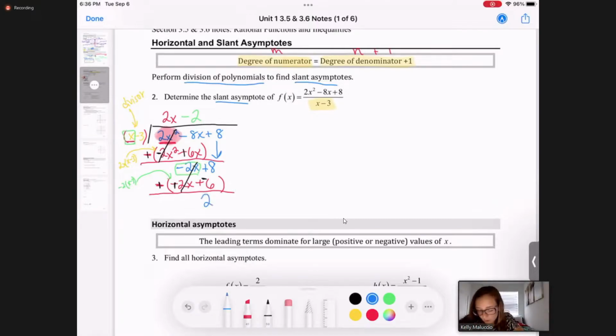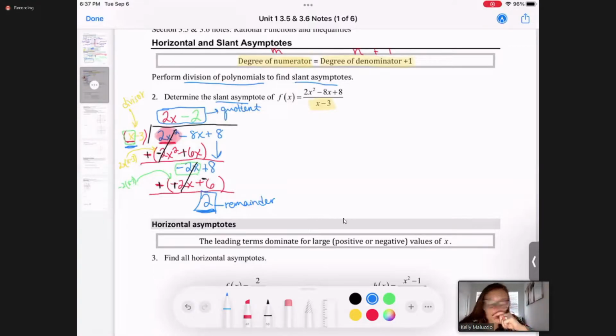This is going to be my remainder. The reason I know that I'm done and it's my remainder is because I can't take a non-fraction and multiply by x to get 2. I'd have to divide by x and then multiply by 2, right? That's not going to work. So what's up here is my quotient, which is basically the answer we were looking for.